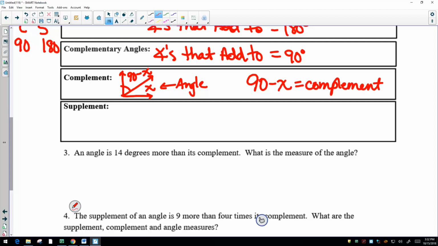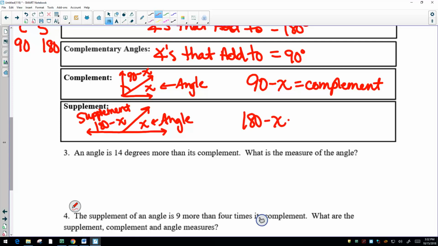Okay? In a very similar fashion, your supplement, again thinking supplementary, 180 degrees. If I do the same idea, let's call this my angle. So X is the angle. To find its supplement, which would be on the other side of it, I would have to think, well, 180 degrees minus my angle would leave me with the supplement. So again, 180 minus X will represent the supplement. So we're going to try this in some word problems below.